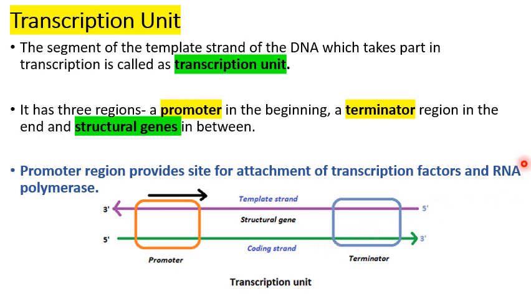Another thing is that reference is made towards the coding strand, which is in 5' to 3' direction. Since the promoter is located towards the 5' end of the transcription unit of the coding strand, we call it upstream. And the terminator is located towards the 3' end of the coding strand, so it's called downstream. Sequences located towards the 5' end of the coding strand, we use the term upstream. Sequences located towards the 3' end of the coding strand are called downstream.